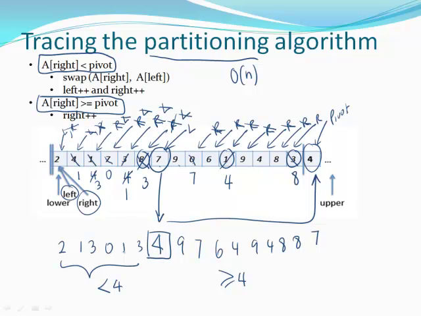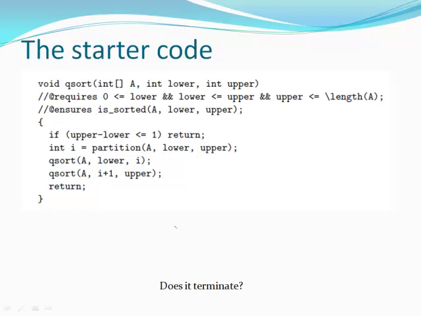So this gives us an idea about how to do the partitioning. Notice that we don't promise anything about these two subarrays. We don't promise anything about these two subarrays. And so the next step is to develop the code. So we look at the starter code, and the starter code goes like this.